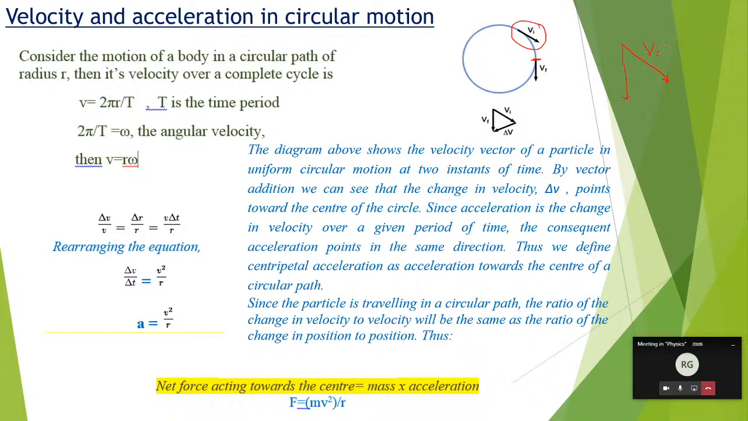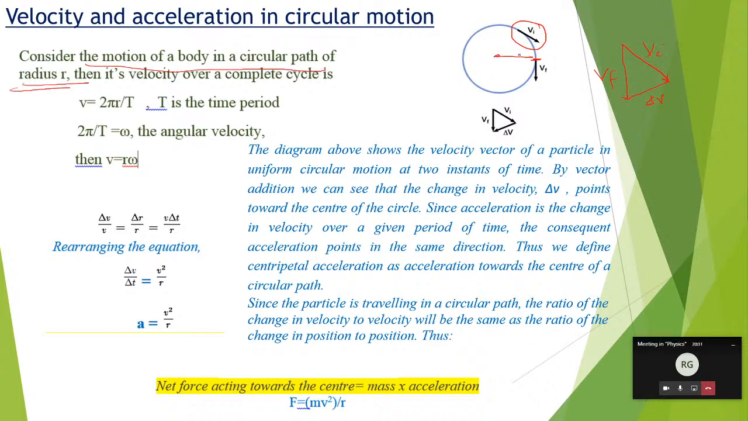This is v initial and this is v final. This is the difference in velocity, delta v. As per the triangle law of addition of vectors, we can mark the delta v, the difference in velocity, like this. Now come back. Consider the motion of a body in a circular path with radius r.